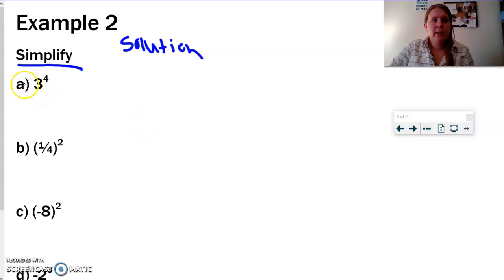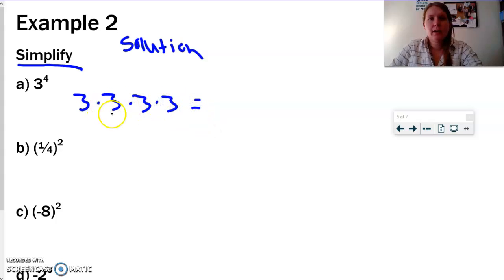So in this case, in A, you've got 3 to the power of 4, which means you're going to multiply 3, and you're going to write it out 4 times. So 3, 3, 3, 3. And then I'm going to multiply all these together. Now, I'm not going to leave it just like this. I want to actually solve it out.